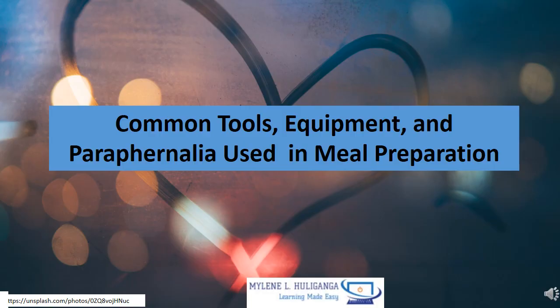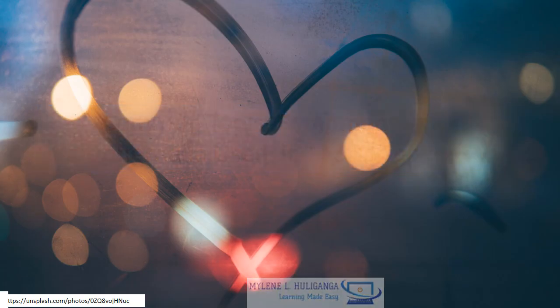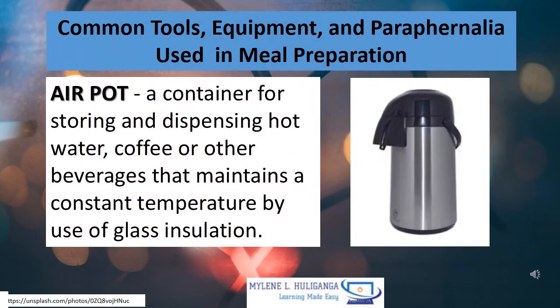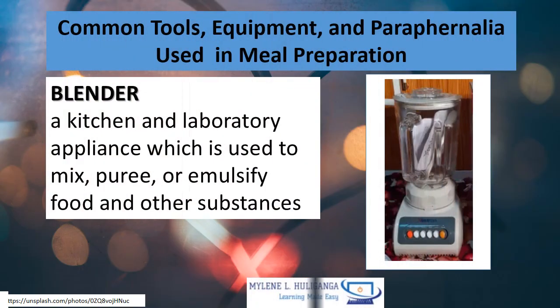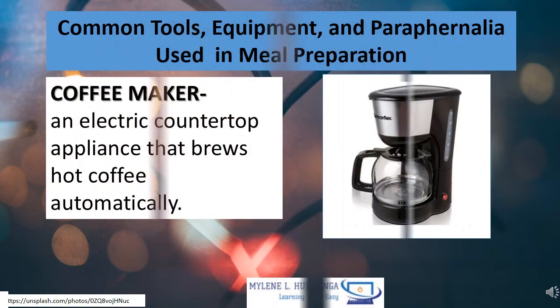Common tools, equipment, and paraphernalia used in meal preparation. Air pot, a container for storing and dispensing hot water, coffee, or other beverages that maintains a constant temperature by the use of glass insulation. Blender, a kitchen and laboratory appliance which is used to mix, puree, or emulsify food and other substances. Coffee maker, an electric countertop appliance that brews hot coffee automatically.